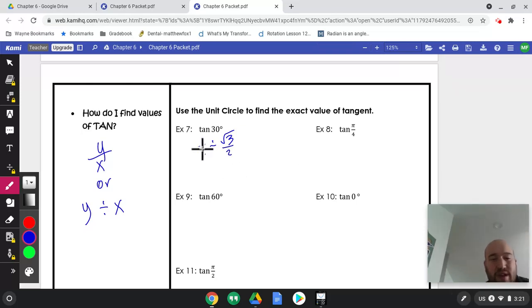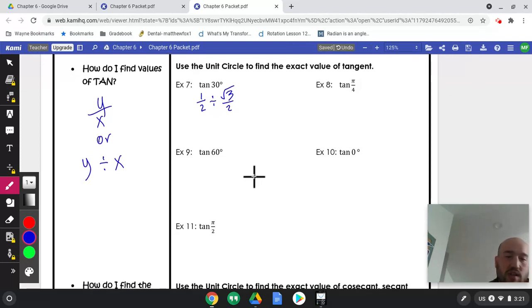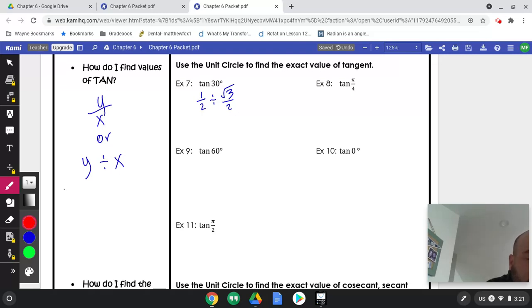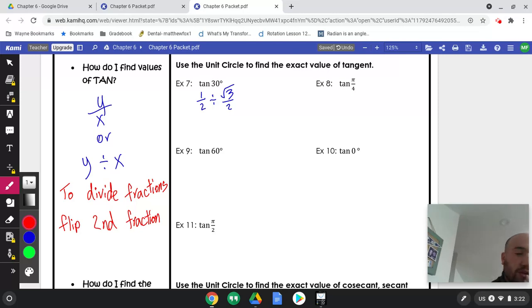Some of you might be wondering, how do we divide when we have two fractions? Over here I recommend you write yourself a note. I'll do this in red. To divide fractions, it's conceptually the same as what we always do with dividing, but an easier way to think about it in your head is to flip the second fraction and multiply. So dividing is the same as multiplying by the reciprocal. Flip the second fraction and multiply.